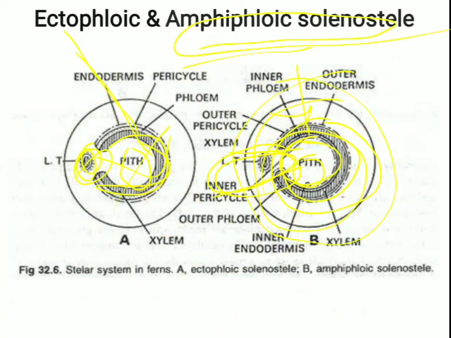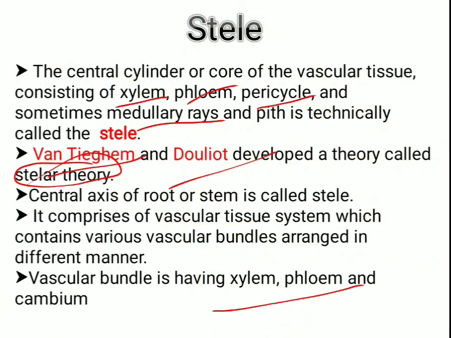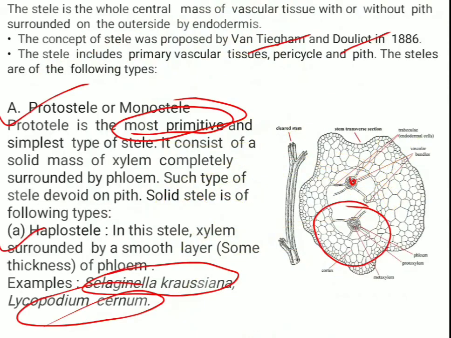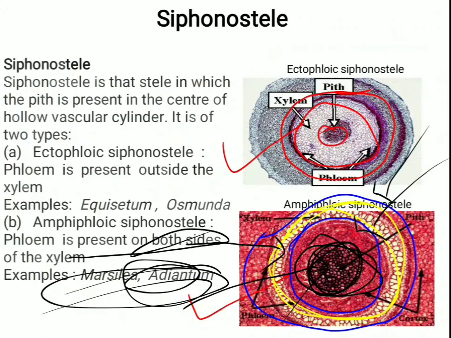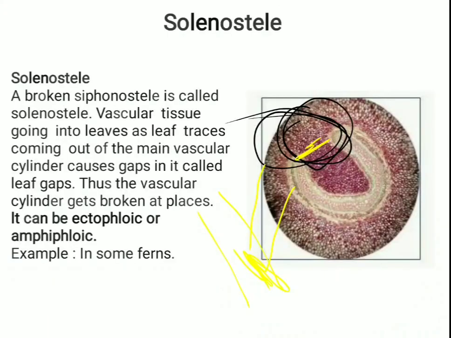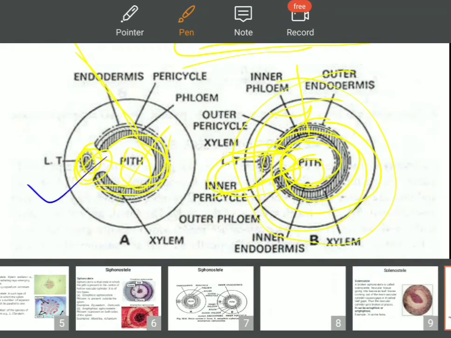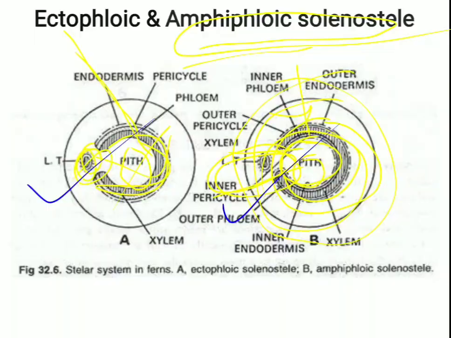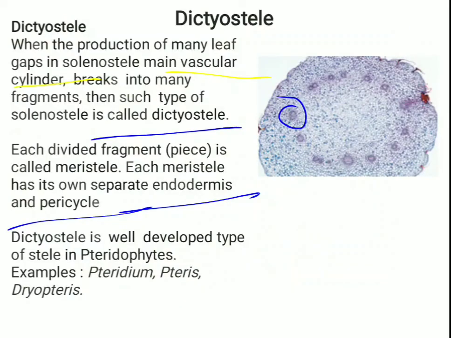First is the protostele, and the protostele is divided into three types. Okay, you can see it is divided into three types: haplostele, then actinostele, then plectostele. And then the siphonostele. Siphonostele is divided into two types, ectophloic siphonostele and amphiphloic siphonostele. Okay, then siphonostele breaks with one leaf gap, and they are divided into two types, ectophloic solenostele and amphiphloic solenostele. Okay, then in solenostele the vascular bundle breaks into many segments, and they are known as the dictyostele.